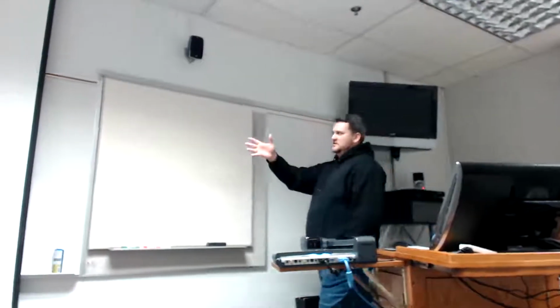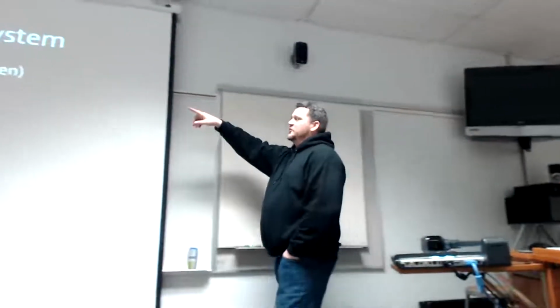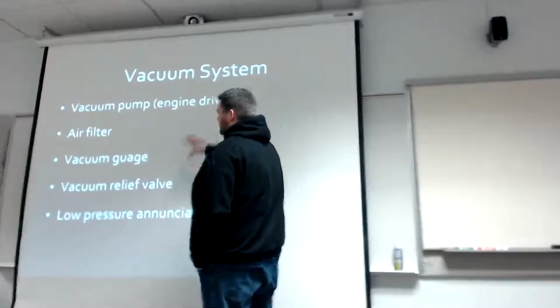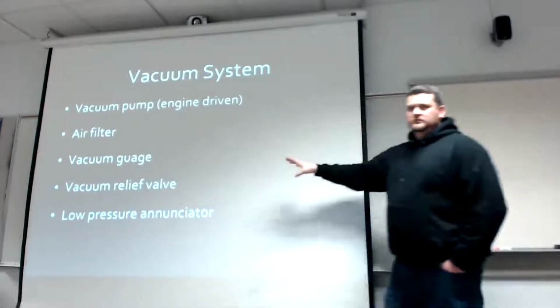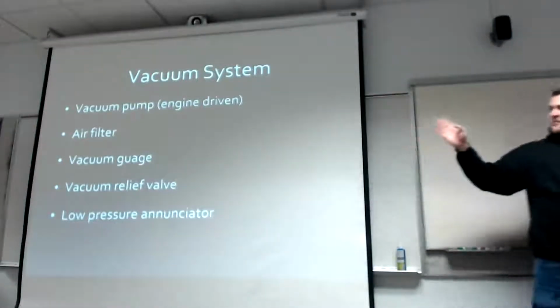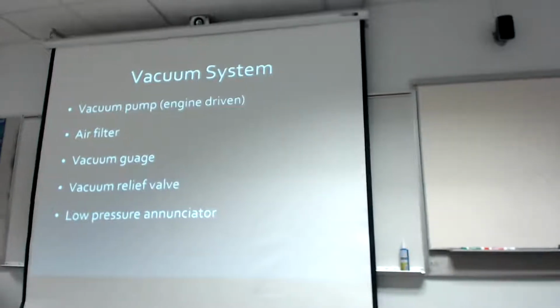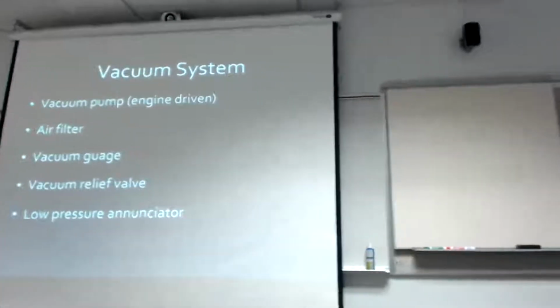All right, vacuum system. Typically, this is what you're going to have. You may have two vacuum pumps, you may have two relief valves. It depends on the airplane. But there's the vacuum pump, the air filter, vacuum gauge, the relief valve, and you may have an annunciator. Ours do, so that's why I put it up there. And this is how it works.